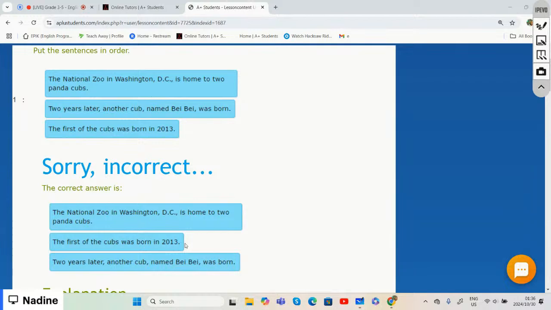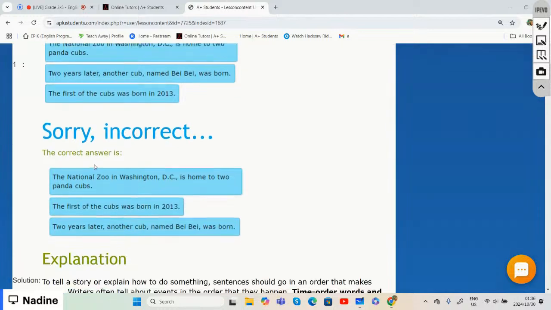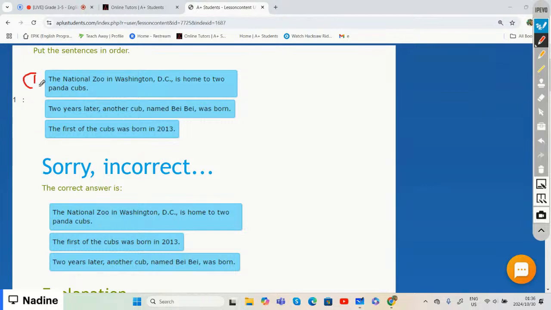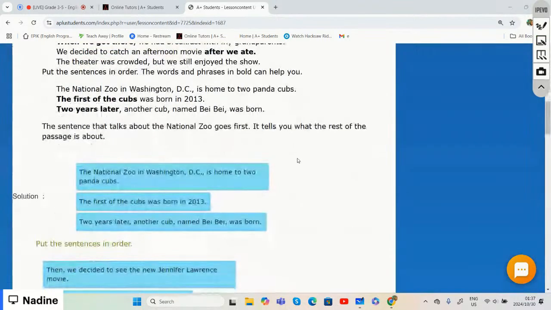If we look at these words or phrases, we need to put them in order. So, how are we going to put it in order? We can start by saying, firstly, the National Zoo in Washington, D.C. is home to two panda cubs. Then the first one, you see the word first? The first of the cubs was born in 2013. Then, this is number two. Then the third one says 2 years later, meaning after, another cub named Bebe was born. So that is us putting it in order based on the wording used within the time order words, or within those phrases. All right, let's look at another one and then we're going to our test.